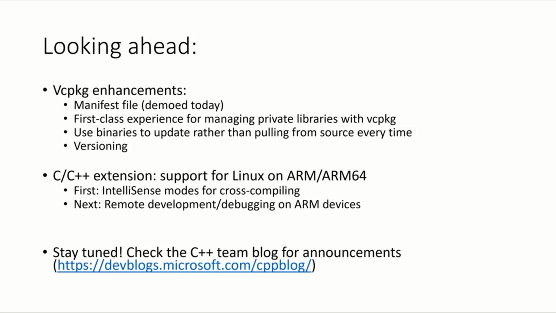We'll start by releasing IntelliSense modes for cross-compiling, and then we'll have the full remote development and debugging on ARM experience. If you are interested in when these features are being released, you can stay tuned to the C++ team blog. As I said, these are things that we are currently working on and planning for, so I don't have specific dates to give you today. So the best thing you can do is check the C++ team blog for announcements of new features. And that is the link to the blog in the slide.